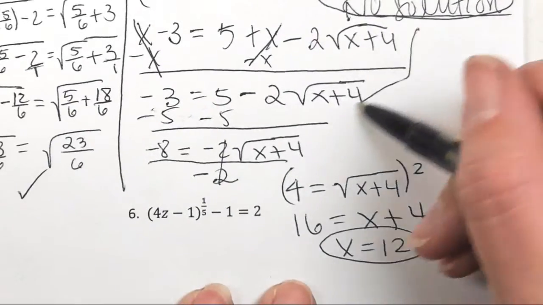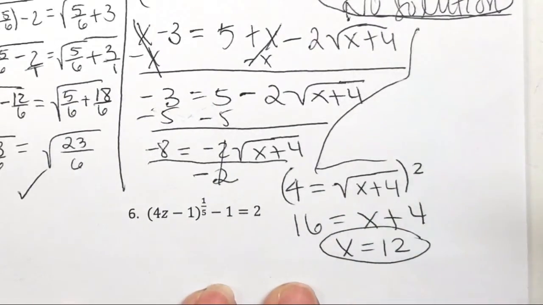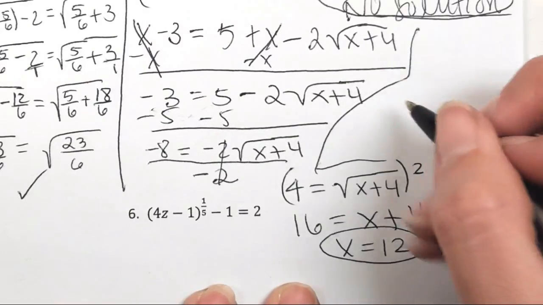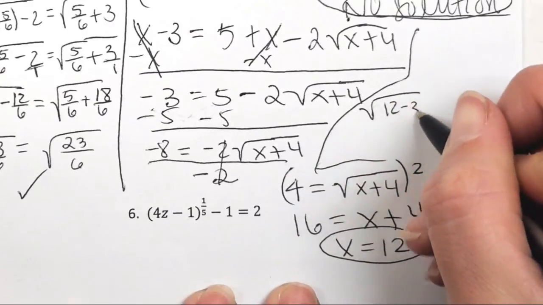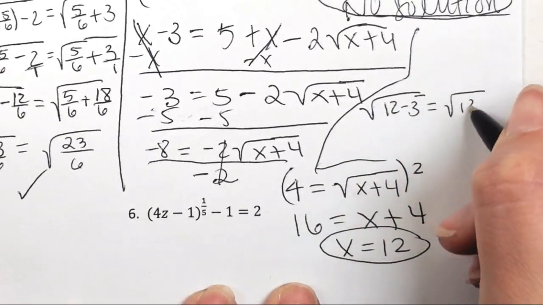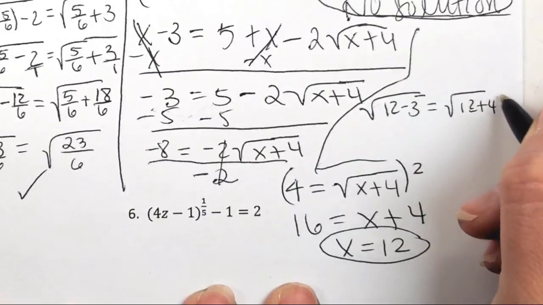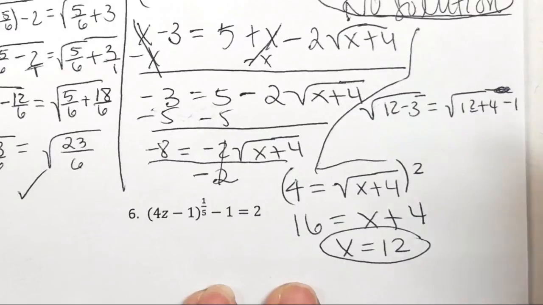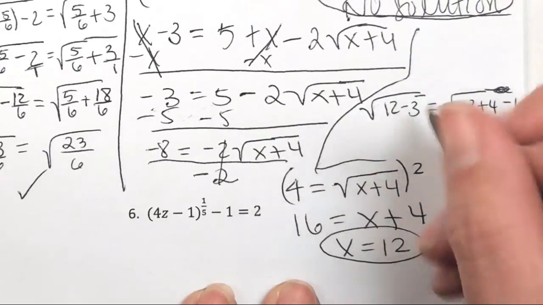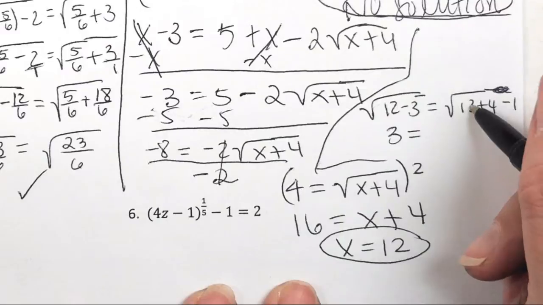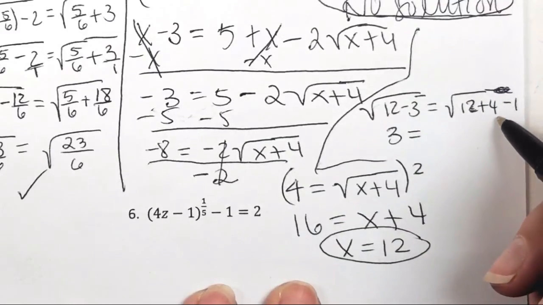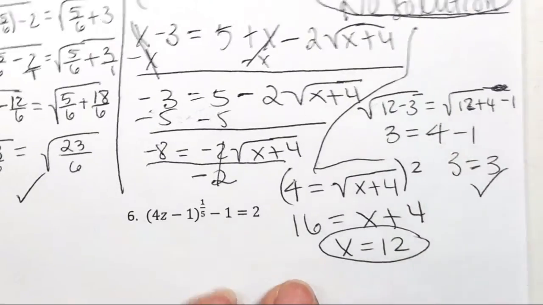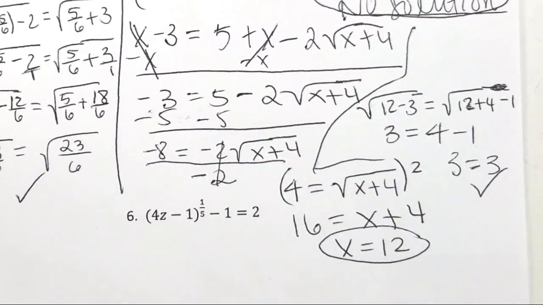Alright, and I'll do my check work over here. Kind of running out of room. So if I plug 12 back into the original to see if it works, I'd have square root of 12 minus 3 equals square root of 12 plus 4, and then a minus 1 on the outside. So 12 minus 3 is 9, square root of 9 is 3. 12 plus 4 is 16, square root of 16 is 4. And 3 does equal 4 minus 1. So our solution is 12. It's not extraneous.